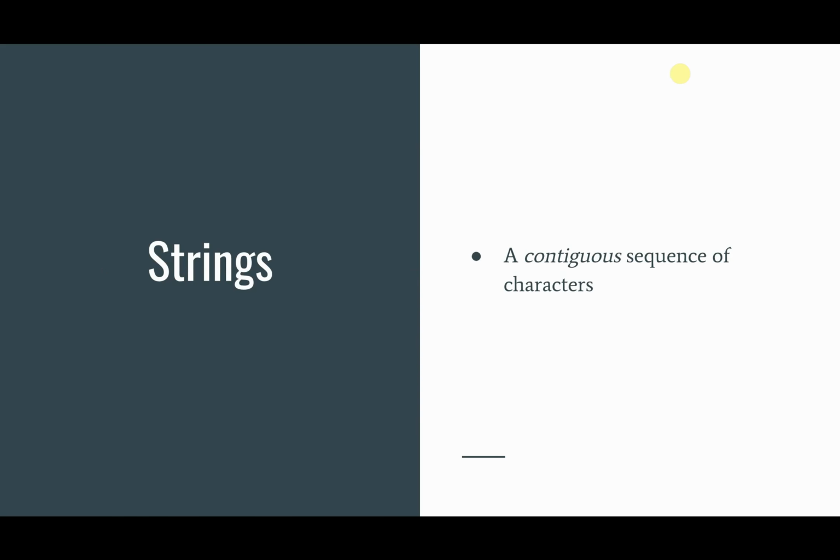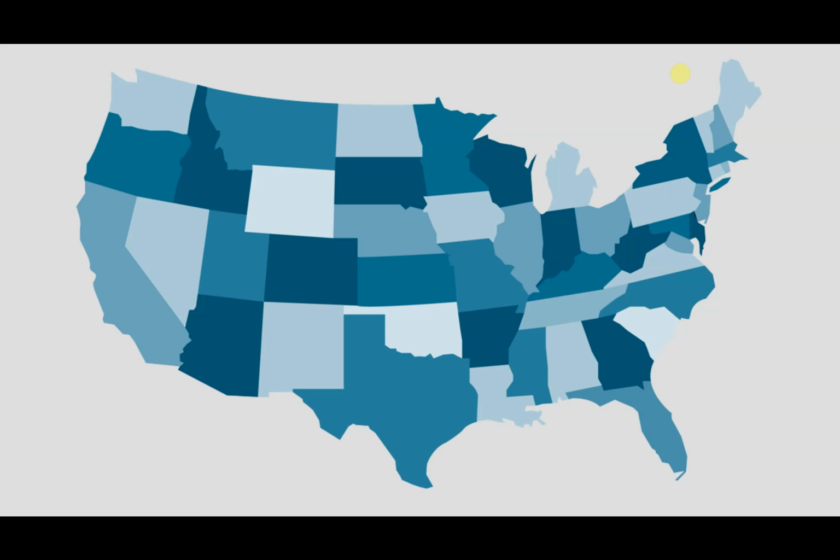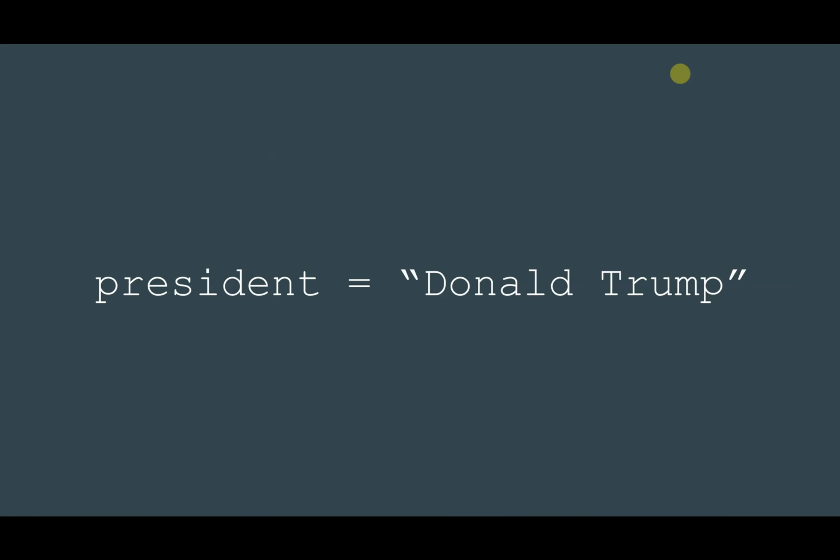The first one is a string. A string is a contiguous sequence of characters, meaning that it's a bunch of characters, and the way they're represented in your computer's memory is they all share a common border with one another. You can think of it just like the United States. You can think of the United States as one giant string of states, and the states are contiguous to one another. They share common borders.